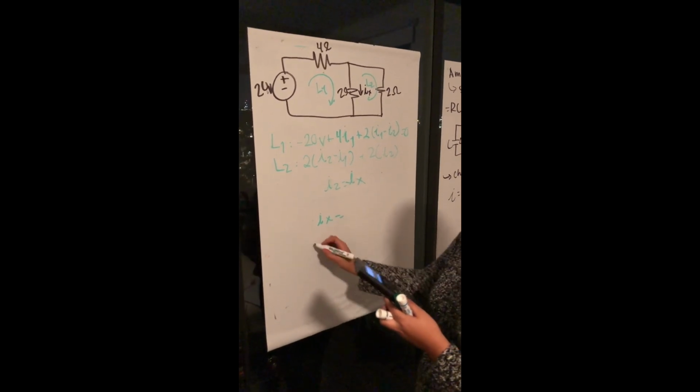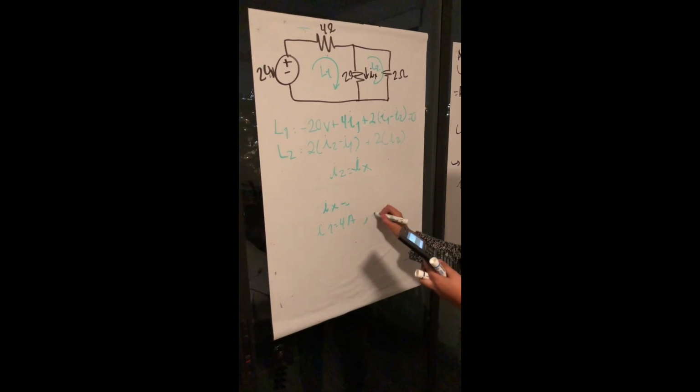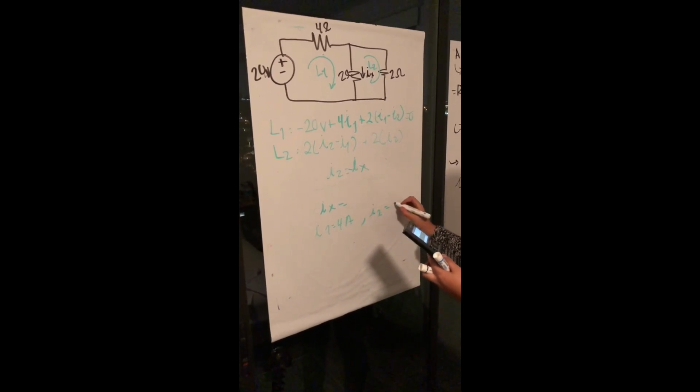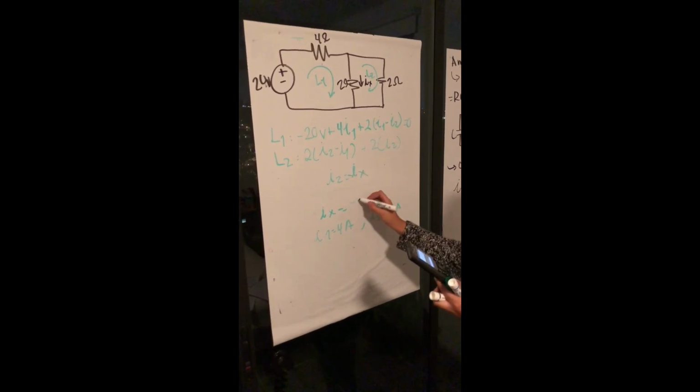we would know that I1 is equal to 4 amperes and that I2 is equal to 2 amperes. So we would know that Ix is equal to minus 2 amperes.